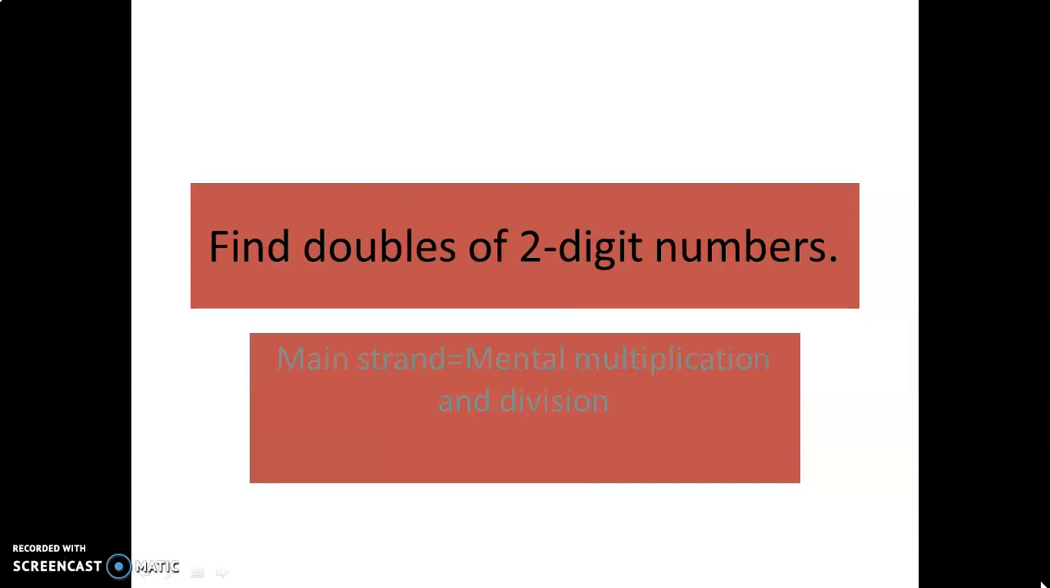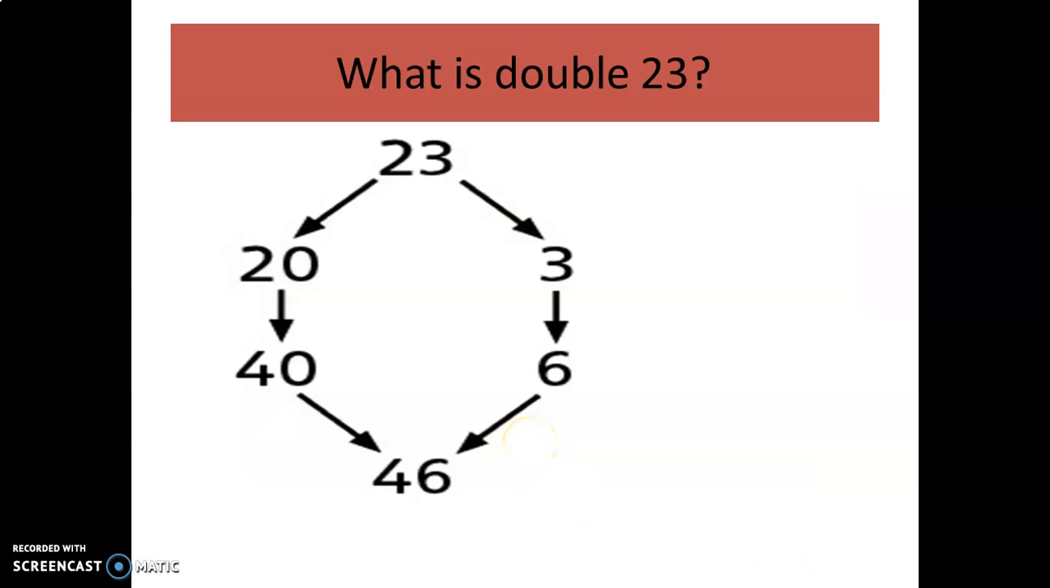Yesterday I gave you some work to do, and this is what we did. For example, when you're asked what is double 23, we were partitioning. So we could do the tens and then the ones separately. We find doubles of tens, which means under tens we have 20. So double 20 is 40. Then we come to ones. Under ones we have 3, so double 3 is 6. We therefore add 40 and 6, and we get 46.